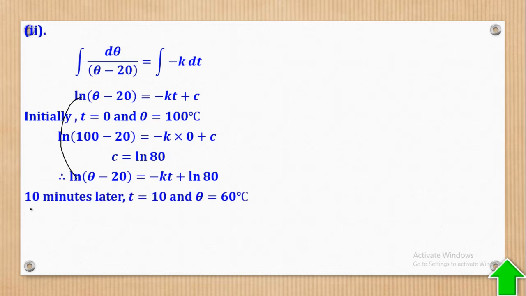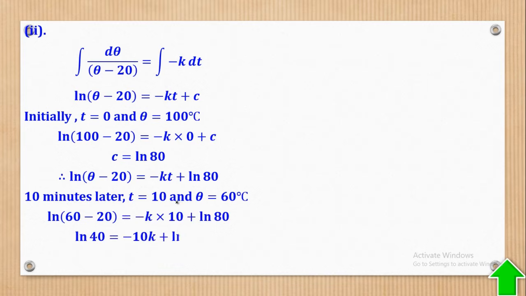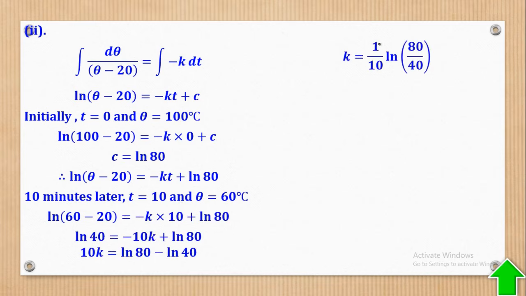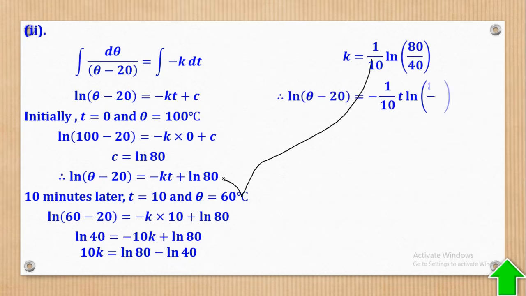Then another condition says 10 minutes later, it implies that t is equal to 10 and theta is equal to 60 degrees Celsius. So come and substitute for t and theta and get the value of k. So when I simplify, the value of k will be equal to 1 over 10 ln 80 over 40. Then substitute that k here in this equation to come up with that.